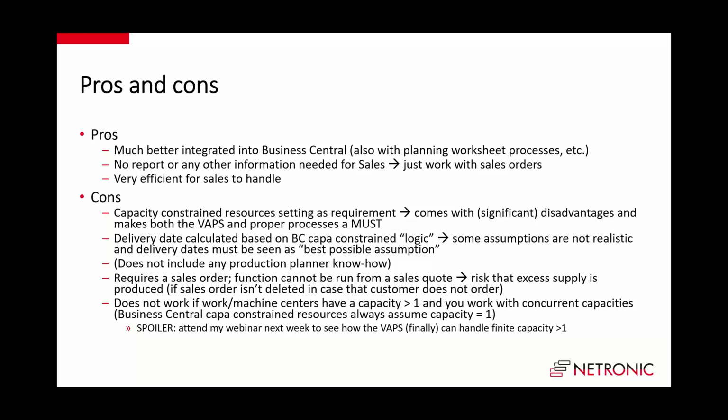So a little spoiler, I will run a webinar in 1 week from now where we talk about what is new in VAPS, VPS, and VJS. And with the VAPS, we will finally be able to handle finite capacity larger than 1. So the last thing then here is, right now, it was a disadvantage of Business Central and the VAPS. Going forward, it only will be an advantage of Business Central and the Business Central capacity constrained resources. So there are some limitations to this approach.